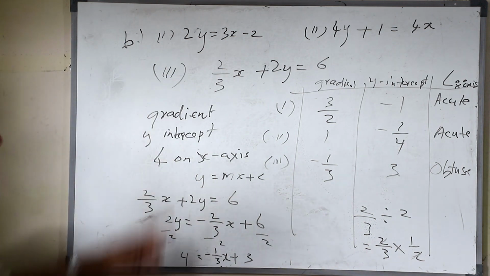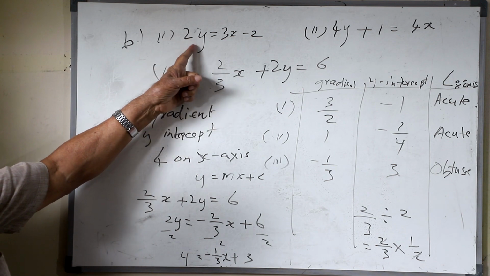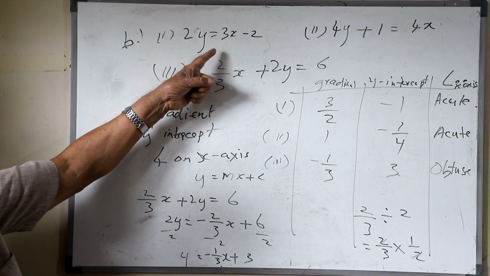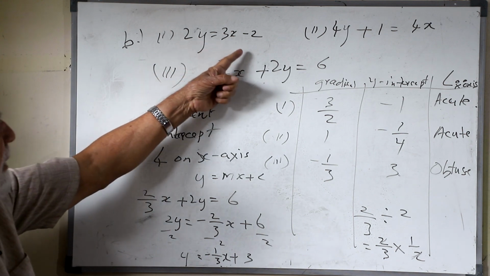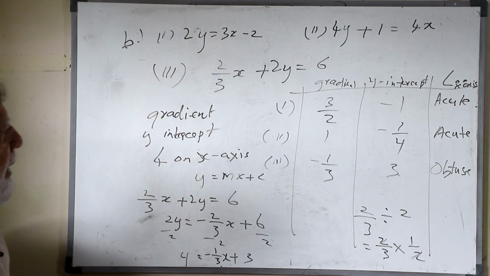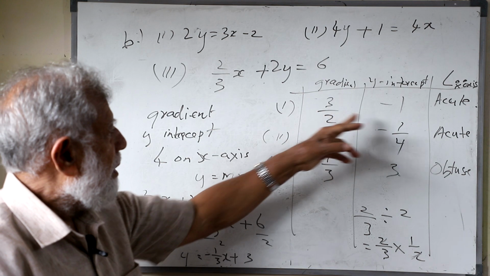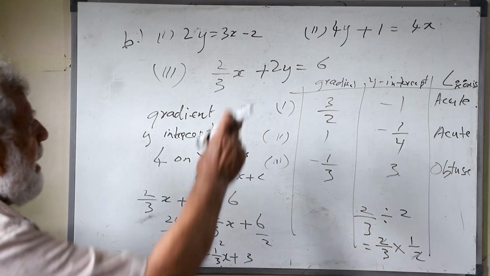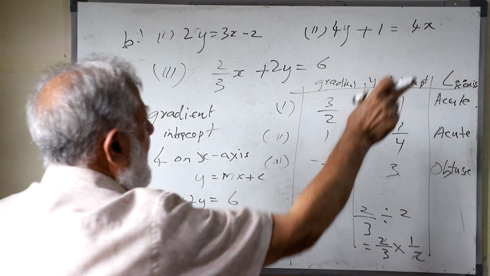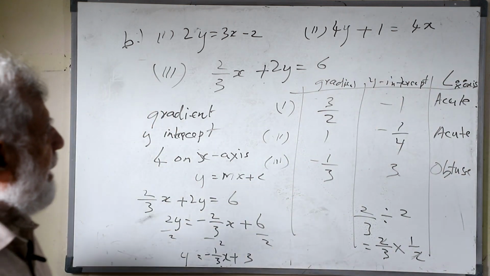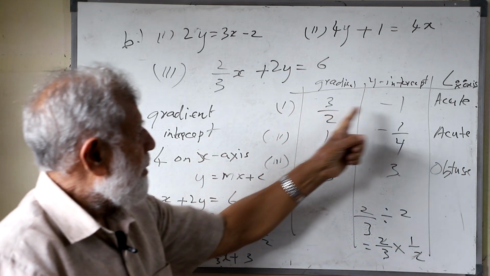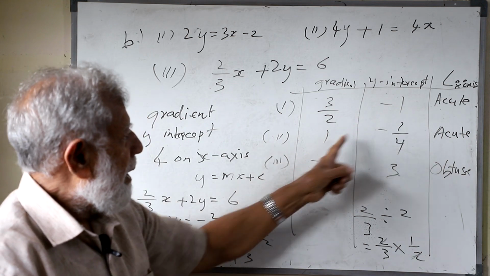So we will go through this again a little more. 2y equals 3x minus 2. So we have to make it y equal to, divide each and every term by 2. Then you get y is equal to 3/2 x minus 1. So the gradient will be 3/2. Then again here you have to make it 4y is equal to 4x minus 1. When you divide, y is equal to x, and 1 divided by 4 will be minus 1/4. Here the gradient is positive, acute angle.